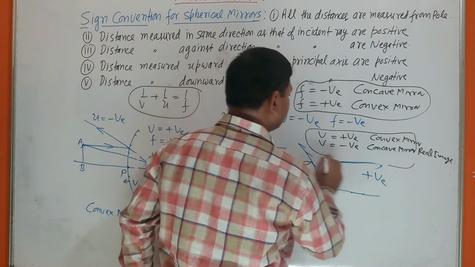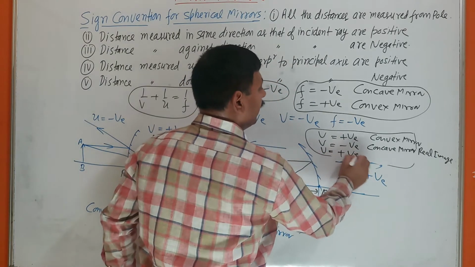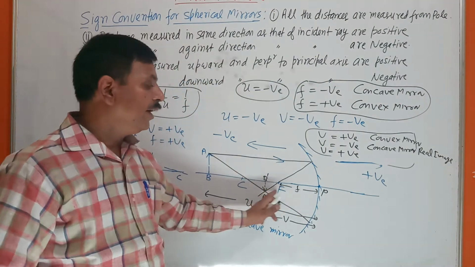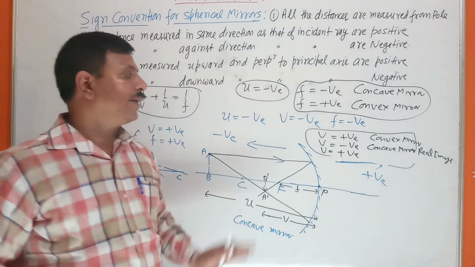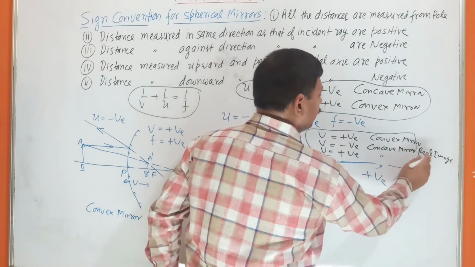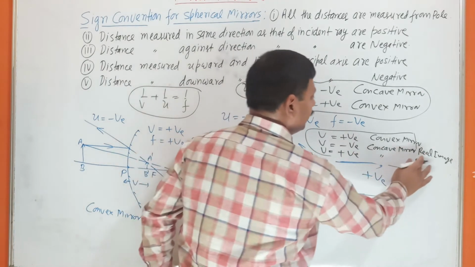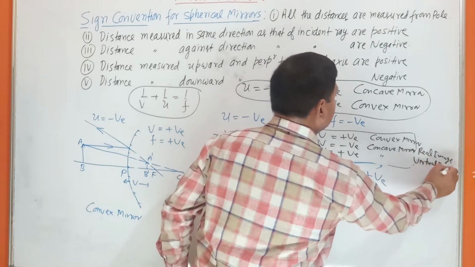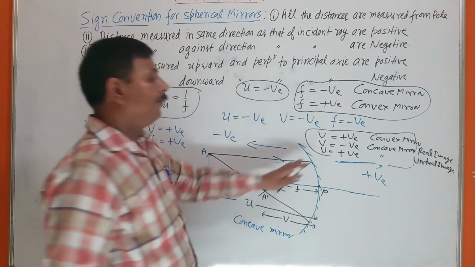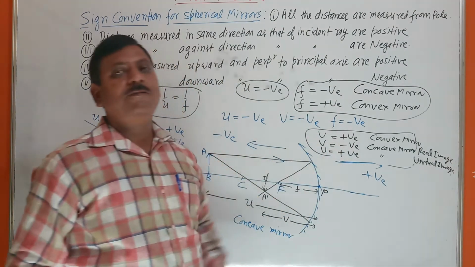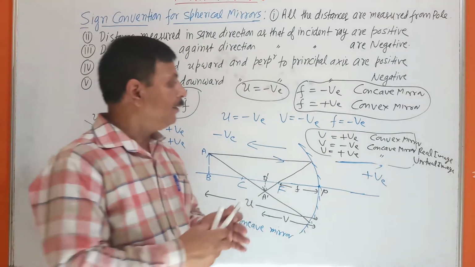And in 1 case, if we talk about the concave mirror when the object is kept between f and p, in that case the image is virtual and v will come positive. For a virtual image, the image will form on the right hand side, and that time we take v as positive.